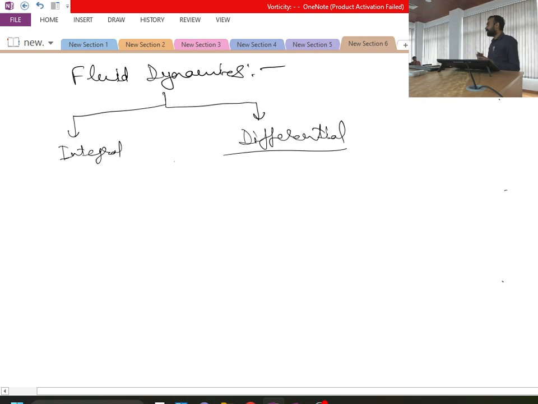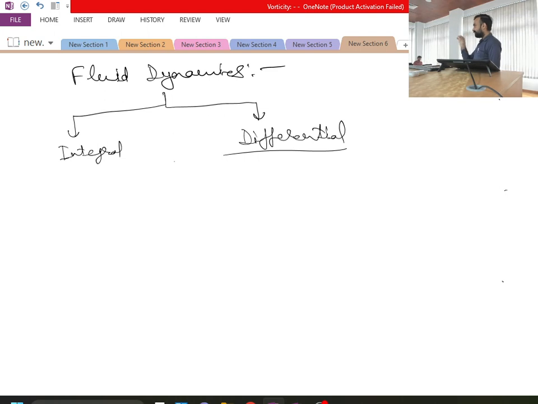Okay, so in the integral approach, we will try to find some integral form of the governing equations, and we will try to apply these to the situation under consideration. And in case of the differential approach, we will go for differential equations. Our governing equations will be in the form of partial differential equations, and then we have to solve these partial differential equations in order to find the flow field.